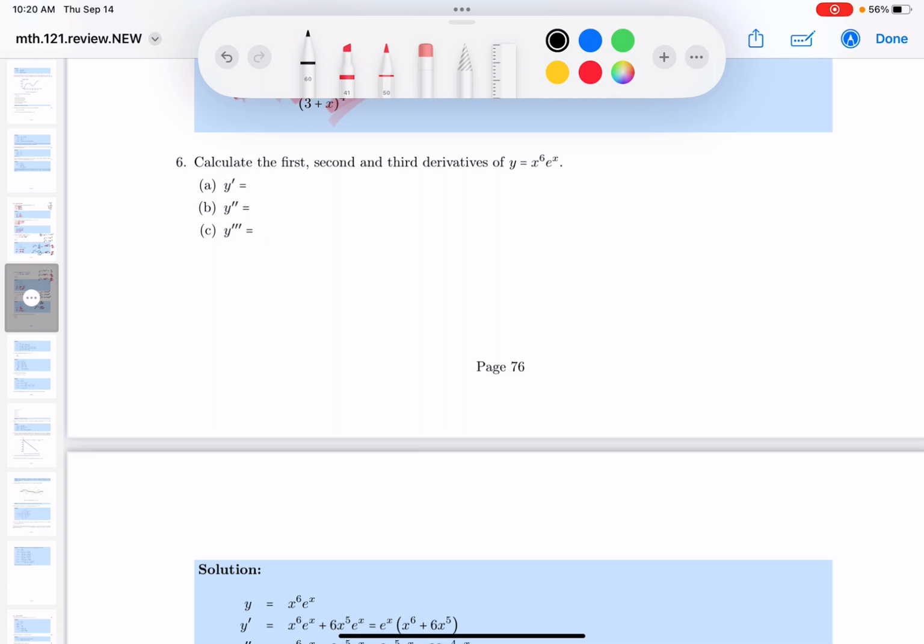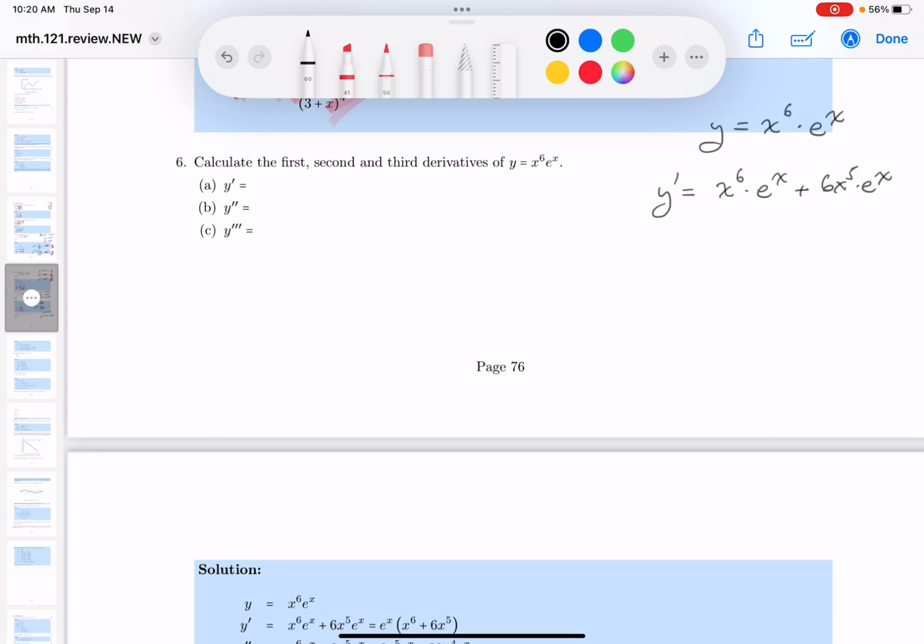All right, these are more problematic, and the reason is that they're products. So what I want to do is explicitly state that this is y equals x to the 6th power times e to the x, and I want to do the derivative of it. So y prime, well, I'm going to leave the first function alone, times the second function's derivative, which is e to the x, plus the first function's derivative, which is 6x^5, times e to the x.